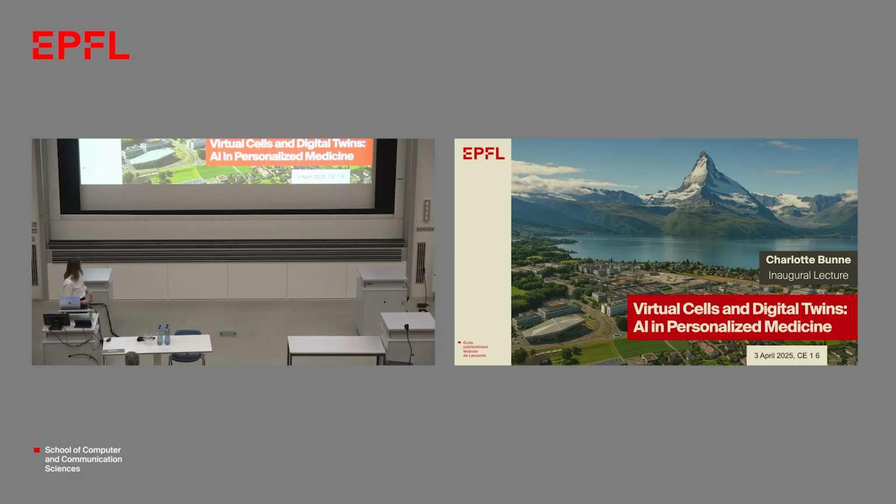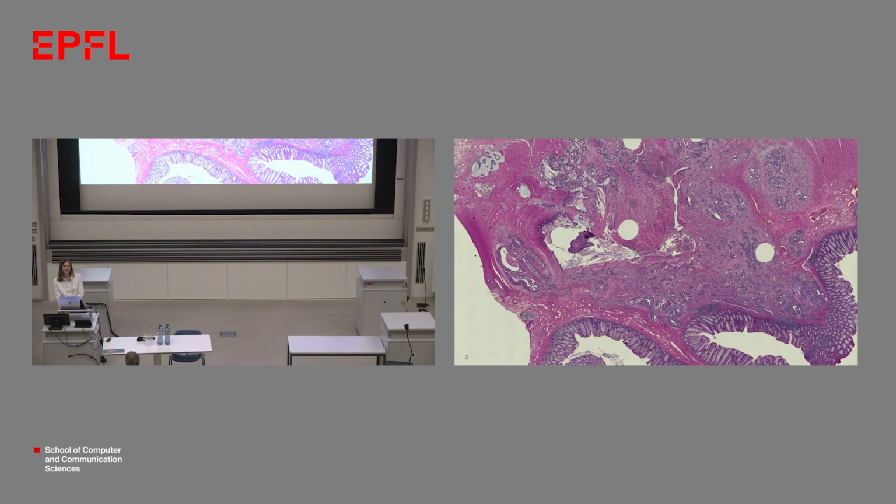So let me start. I'm going to speak about virtual cells and digital twins, AI in personalized medicine. And I would like you to take a look at the image. That's a very famous histopathology image, an H&E stain. At first glance, this might be a familiar sight for many, because this image has been around for almost a century and has been one of the cornerstones of clinical oncology. It gives a pathologist a window to understand a tumor's architecture.